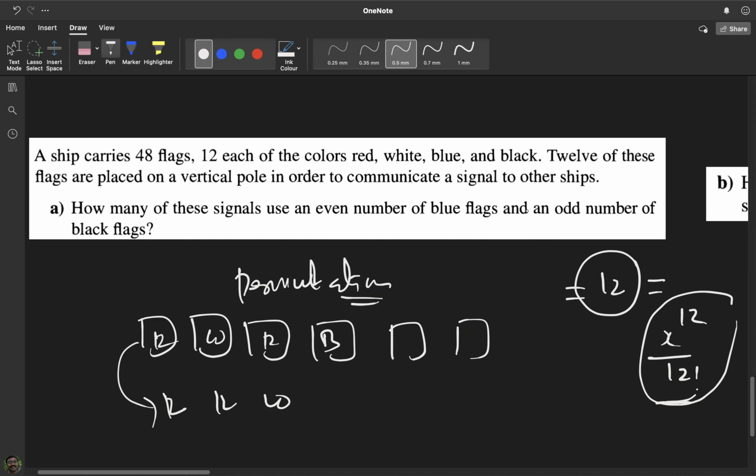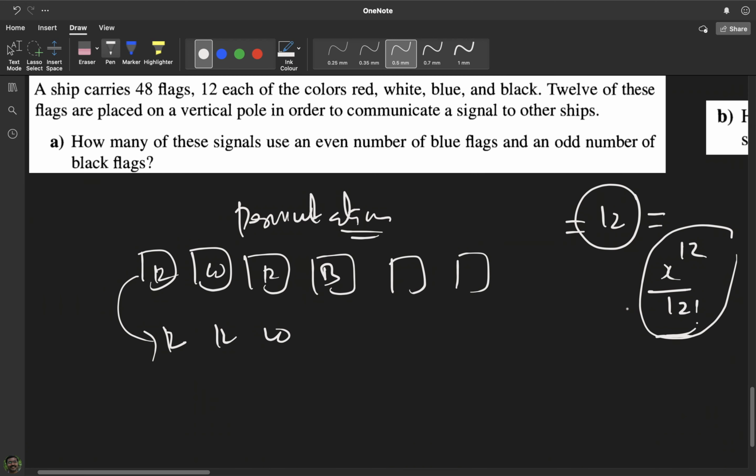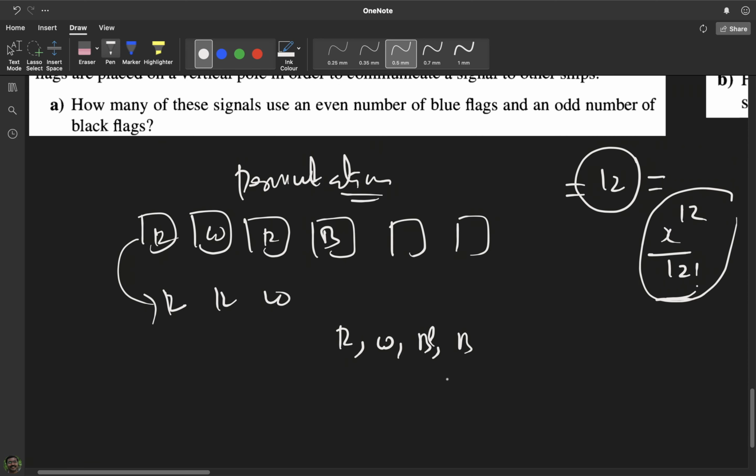And since you have to arrange 12 of them, you will be looking at the factor of x raised to 12 by 12 factorial. Now, how many of these signals give an even number of blue flags and an odd number of black flags? Very simple. There are four factors: red, white, blue, and black.